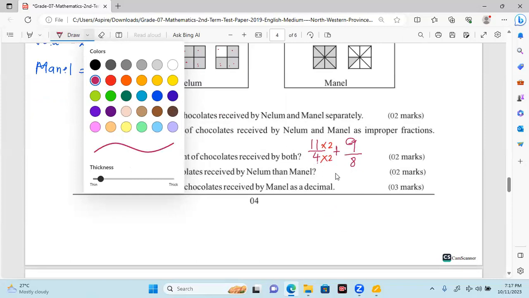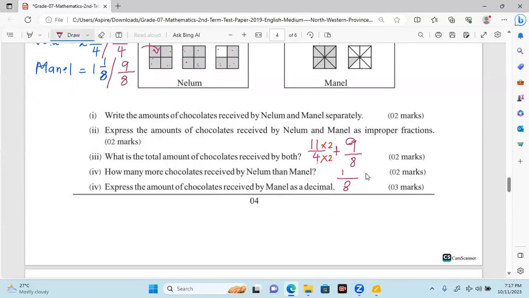To make the two denominators equal, 4 into 2 is 8. That means 11/4 becomes 22/8. Add 9/8. Therefore the answer is 20/8. Then you can keep this answer as a mixed number. So divide 20 by 8. How many 8s are there within 20? It's 2. 2 into 8 is 16. Then subtract, so it is 4. Therefore the answer is 2 and 4/8. Or you can simplify this further.